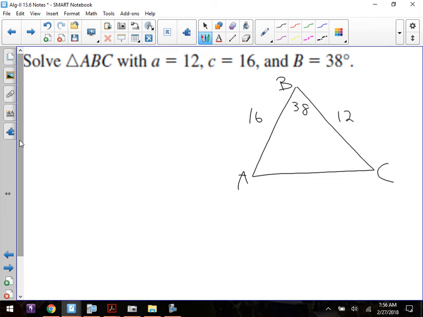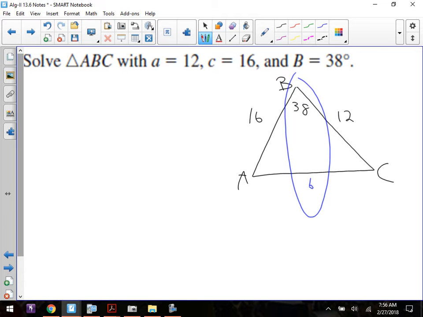Now, we do not have an angle and its opposite side, which means it's forcing us to find one. Is it making us find an angle or a side? A side. The reason I want to find a side is that I have the angle at 38, so I want to figure out what little b is. I'm going to set up and solve for little b first.